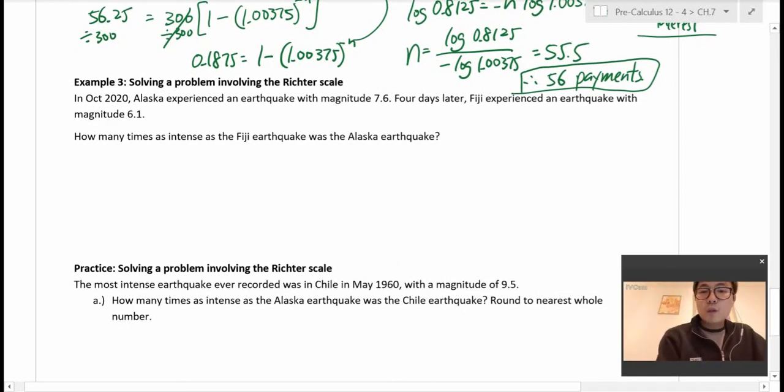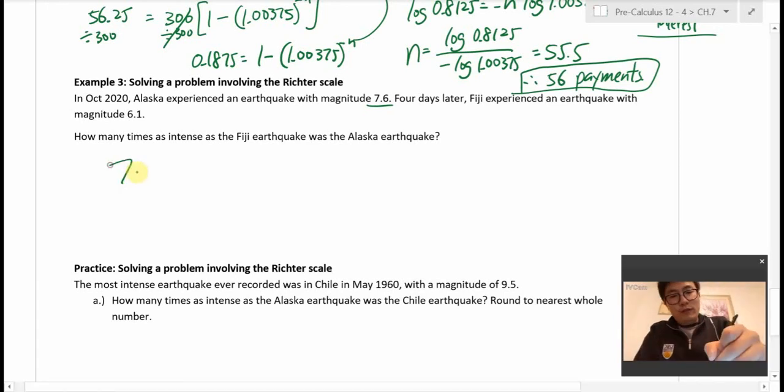So in October 2020, Alaska experienced an earthquake with magnitude of 7.6. Four days later, Fiji experienced an earthquake with magnitude of 6.1. The question is, how many times as intense as the Fiji earthquake was the Alaska earthquake? I think we can tell that the Alaska earthquake is more intense, is stronger, because the magnitude is bigger. But we want to know how many times bigger.